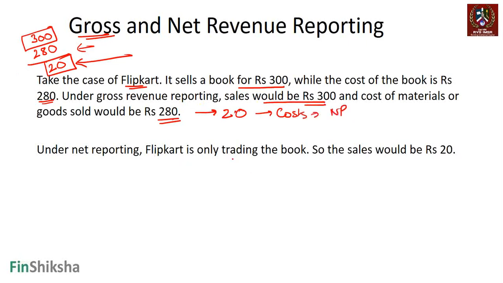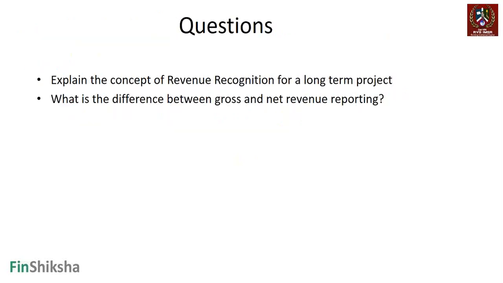Under net reporting, it's only trading the book. So sales is 20 and you remove your costs, and that comes to the net profit. In both cases, remember the net profit is going to be the same. These costs are Flipkart's costs, like the salary of the delivery boy or electricity of the warehouse, etc. Net profit is the same, but the revenue number is bigger in gross and smaller in net, right? Now, typically companies use the gross method, but that's just for understanding what is gross and what is net. That's an important area for us to discuss, right?